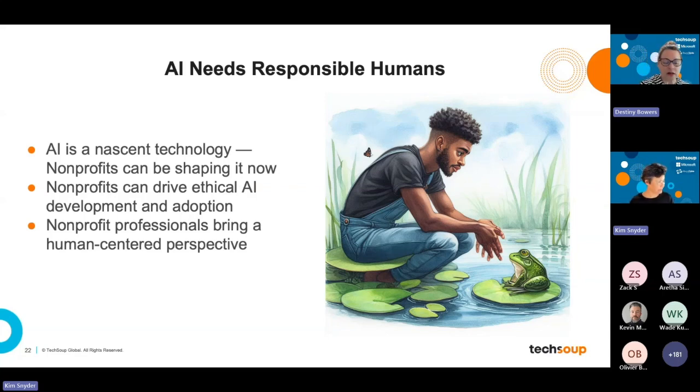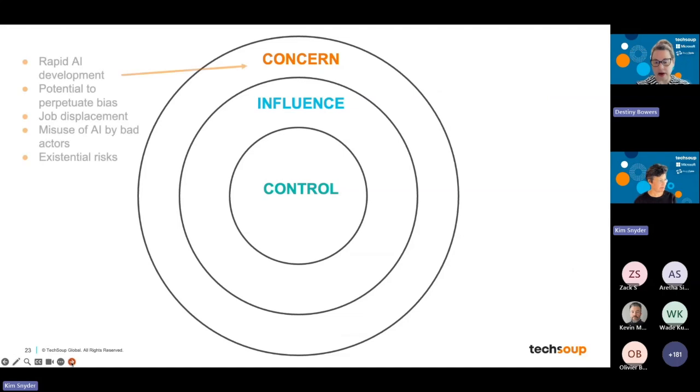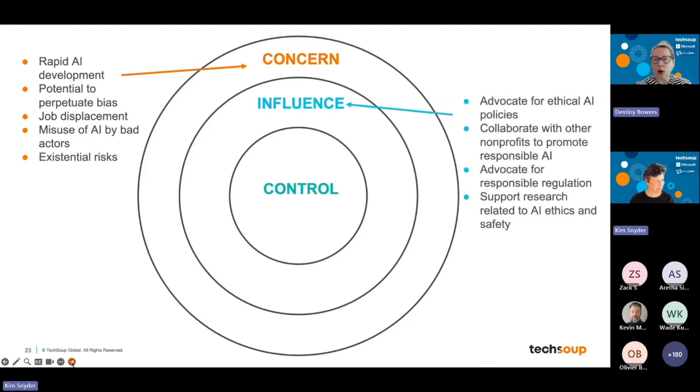And that's where we talk a little bit about what we call, on the next slide, our sphere of influence, right? So there are concerns that we all have about AI and how it's using our data and things like that, right? And so what can we do with that concern? Well, the first thing we have is that area of influence, right? And so what does this look like?